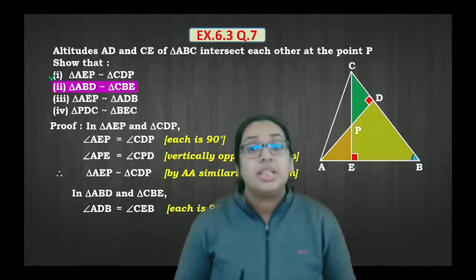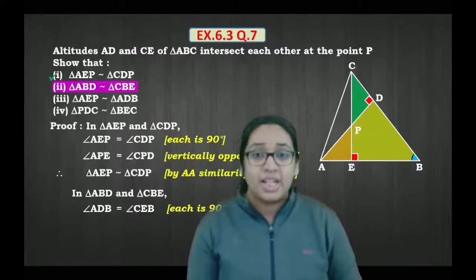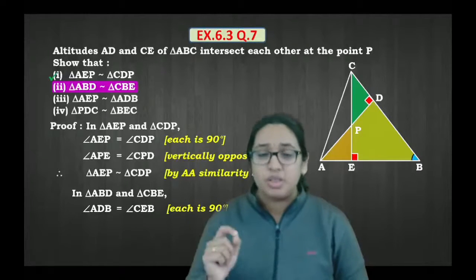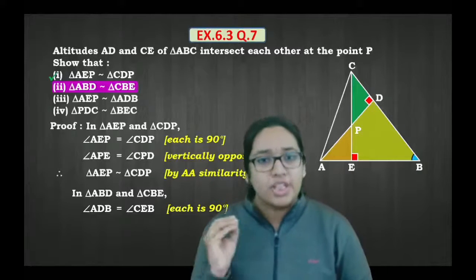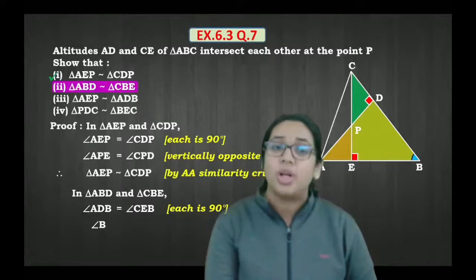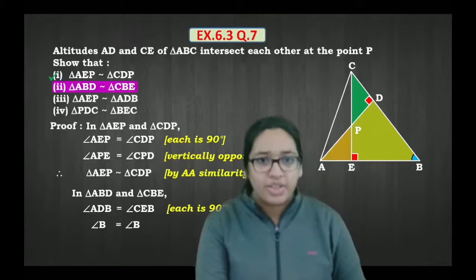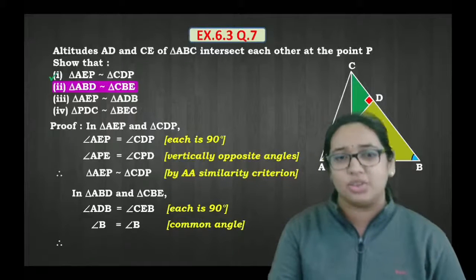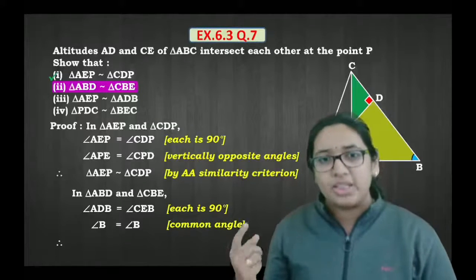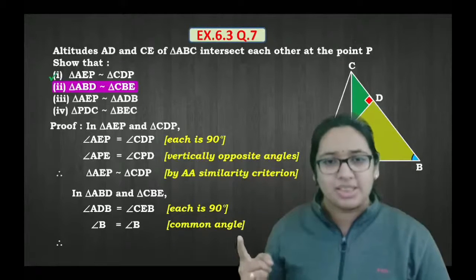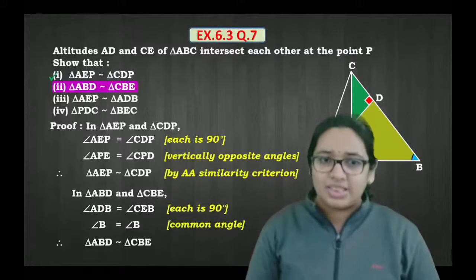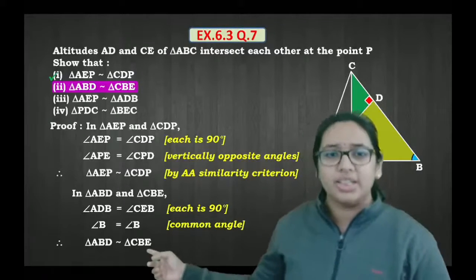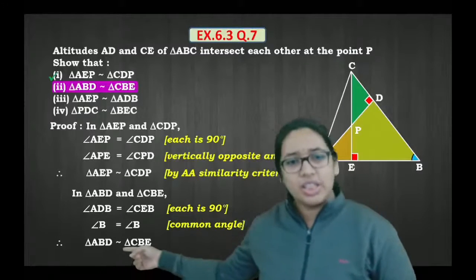For one angle it is true. Now we check for this one: angle B is common, vertex B is common between these two triangles. If your vertex is common, then obviously whatever angle you get will be common, right? So angle B is the same because of the common angle. Again, what did you get? The same 90 degrees, and the same common angle. So we can say that triangle ABD is similar to triangle CBE. Getting this one clear?